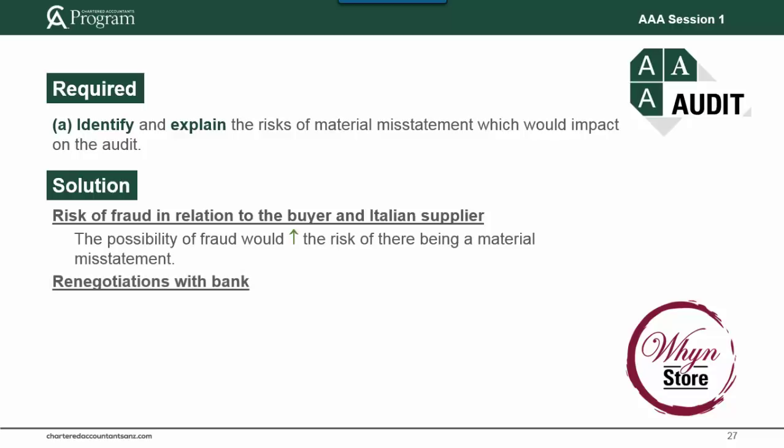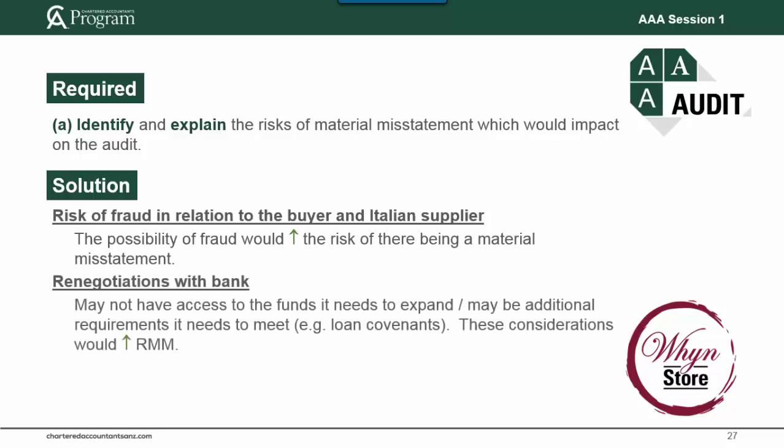With respect to the renegotiations with the bank, they have yet to be finalised, and it is possible that the wine store may not have access to the funds it needs to expand. If it does get access, there may be additional requirements it needs to meet, for example, loan covenants. These considerations would increase the risk of there being a material misstatement.